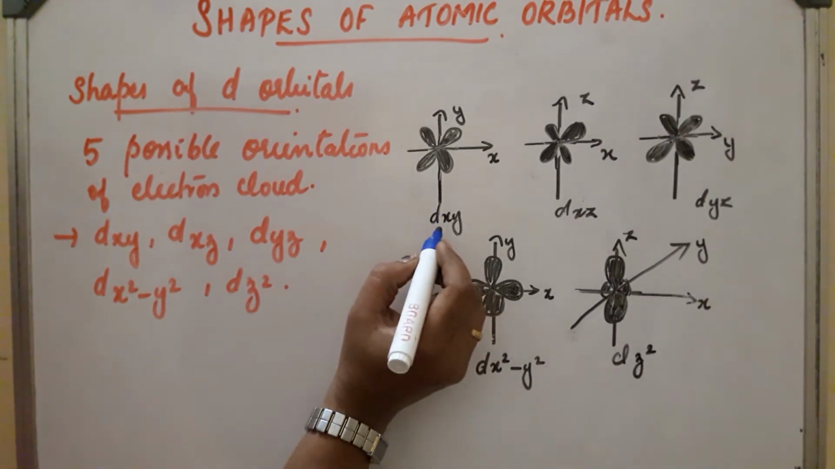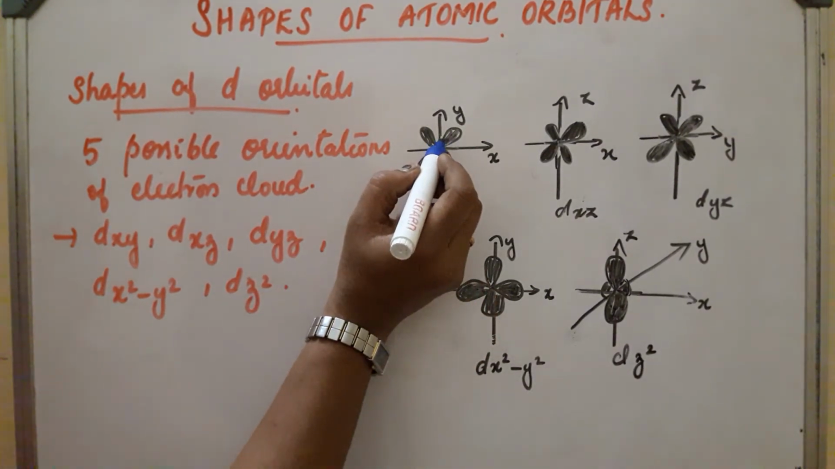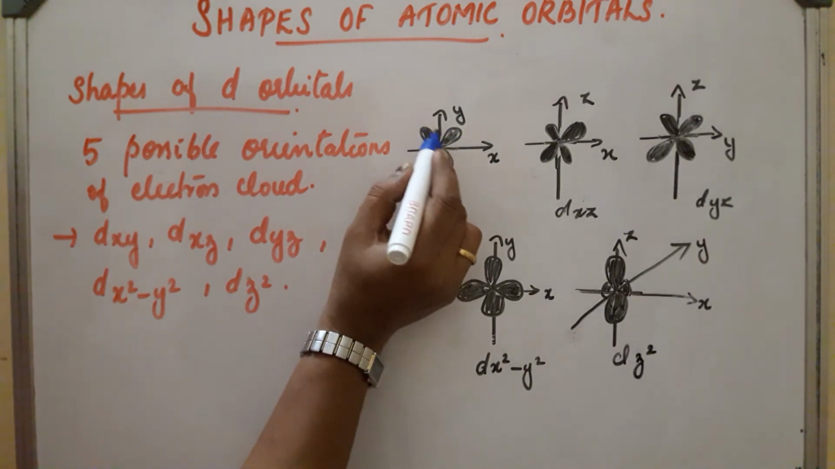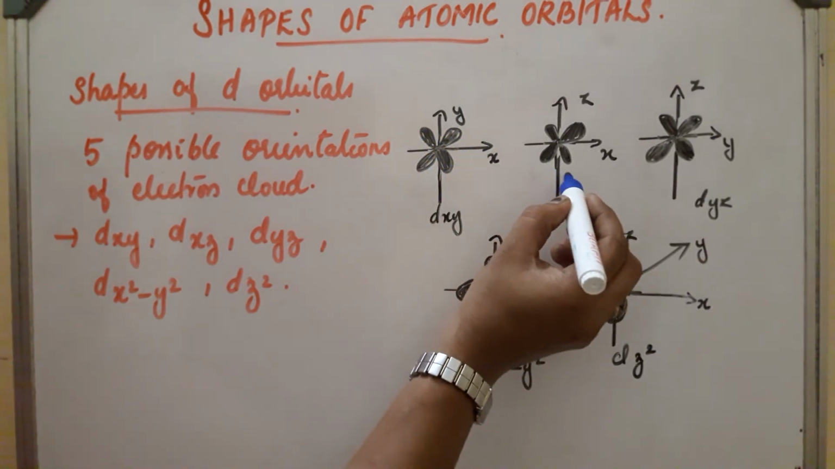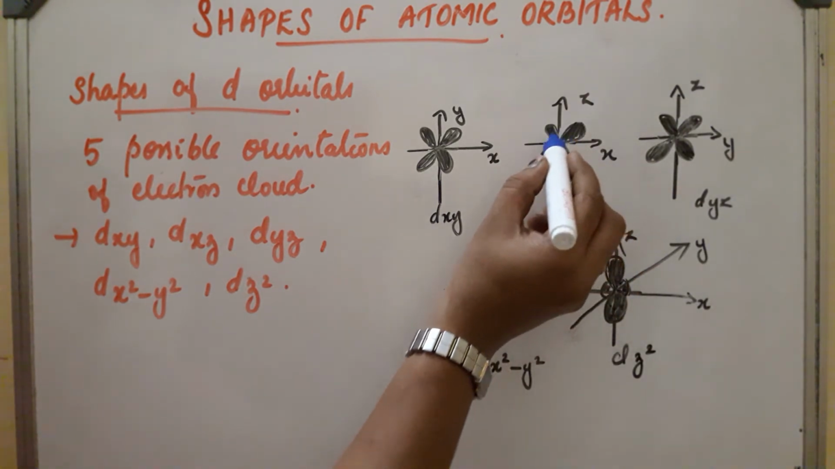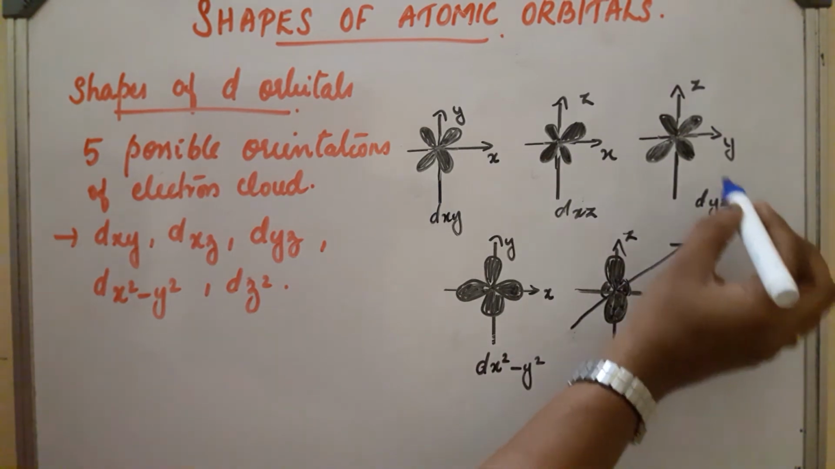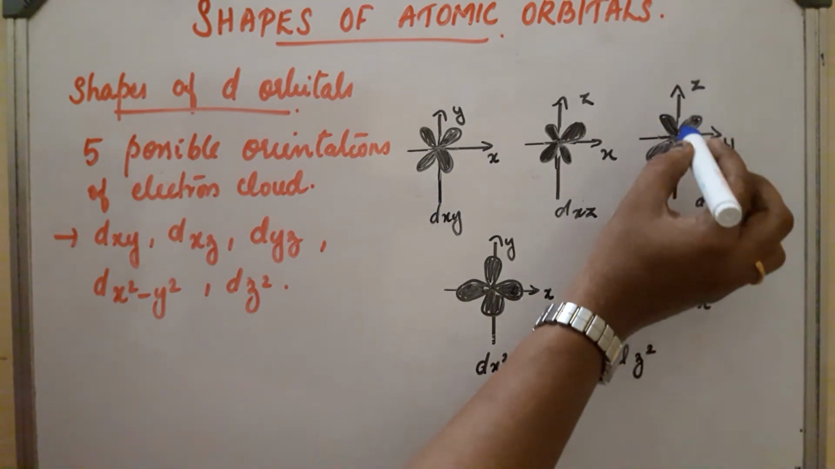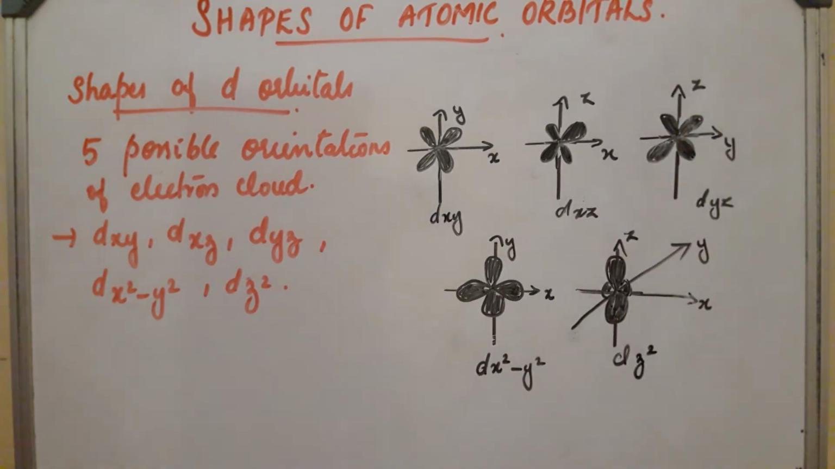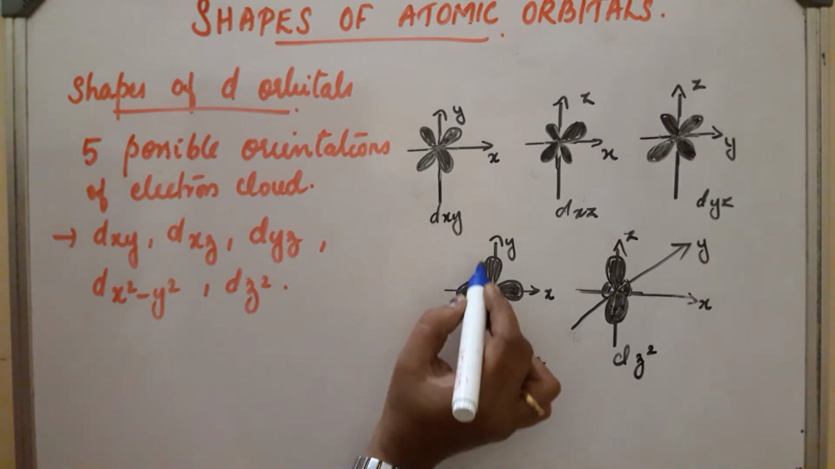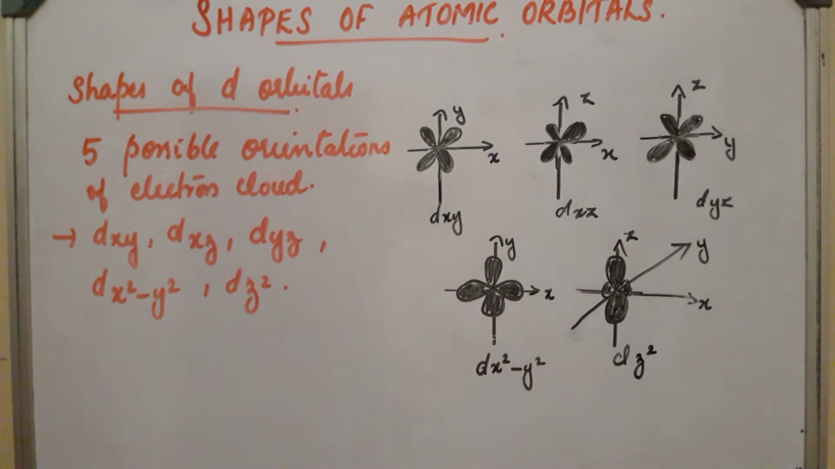In the case of dxy, the lobe is of dumbbell shape, and the lobe is in between the x and y axis. In the case of dxz, the lobe is in between the x and z axis. Dyz means the lobe is in between the y and z axis. And in the case of dx square minus y square, the lobes are along the x axis and along the y axis.